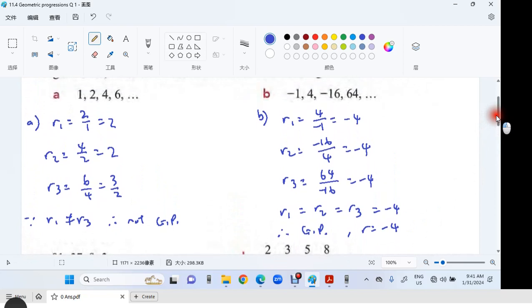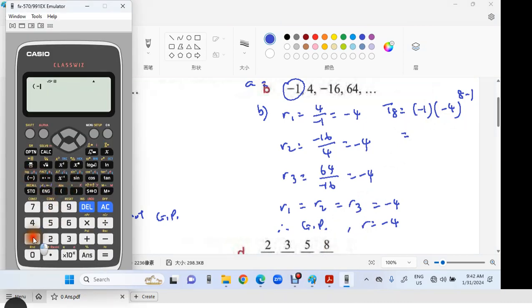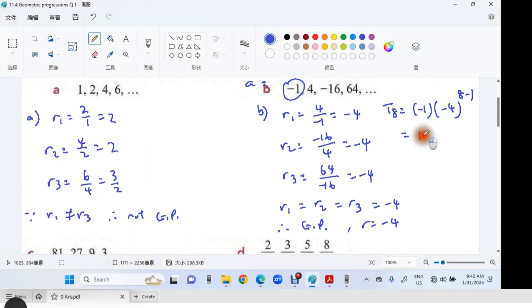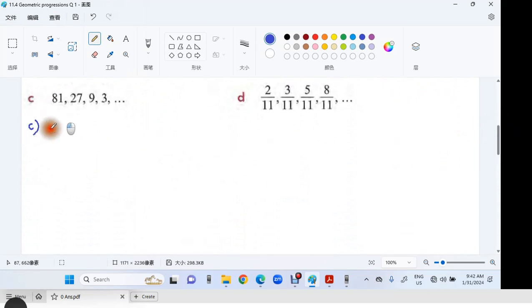So for the 8th term, T8, the A here is negative 1, and then negative 4 to the power 8 minus 1. So we have the negative 1 multiplied with the negative 4 to the power of 7. So it's 16384.